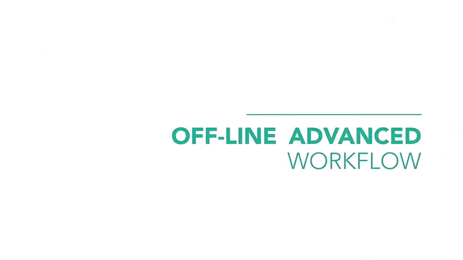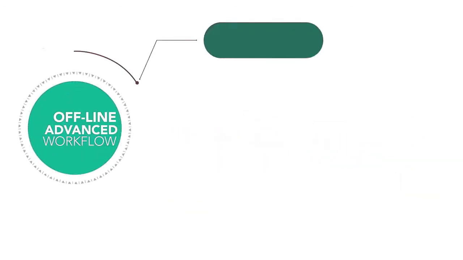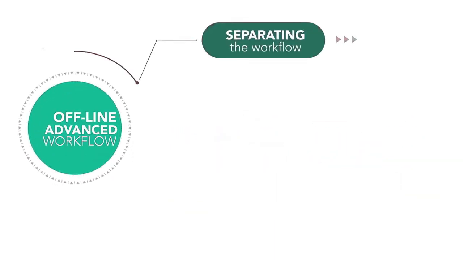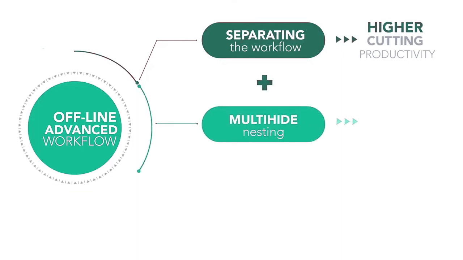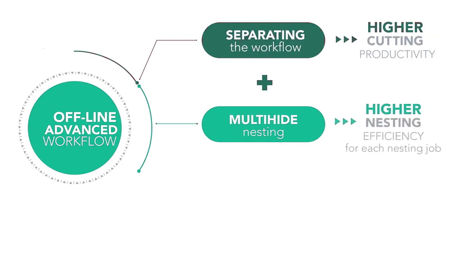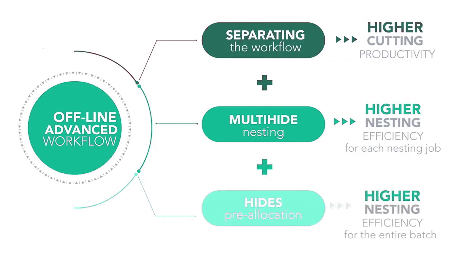Now let's recap the most important advantages of the offline advanced workflow. By separating the scanning, nesting, and cutting processes, the cutter has a much higher productivity because it is used only for the job it is supposed to do, cutting. Additionally, the multi-hide nesting allows for an increased nesting efficiency for each nesting job. Furthermore, the hides pre-allocation leads to an increase in the nesting efficiency for the entire batch.